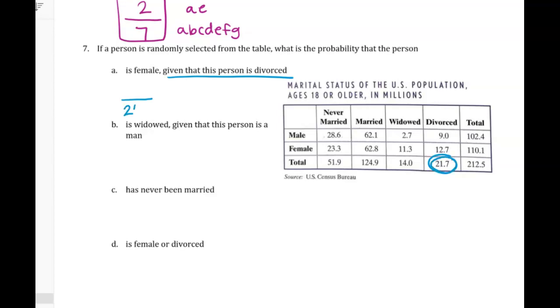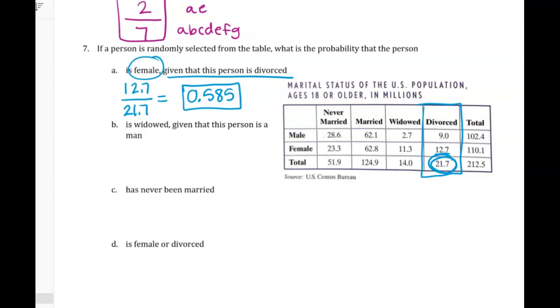21.7. Numerator, female. So out of that 21.7, because we already narrowed it down, so we're only looking at this column right now, female was 12.7. And then from here, we can just divide, because this isn't really simplifiable. We have decimals and fractions, which is kind of iffy anyway. So if you divide this, you get 0.585, or about 59%.